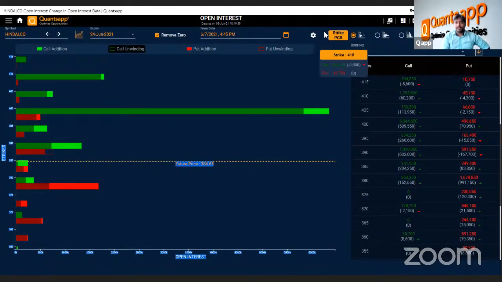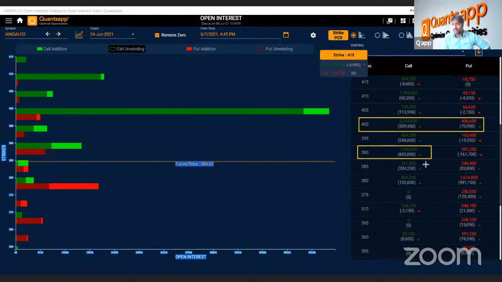You can check here also. That's 400 first. Okay. Then you can check for 390 also here, and 380, right? Specifically on the put side. So that's giving you a range. On the upside, we can have a 390 to 400 range.